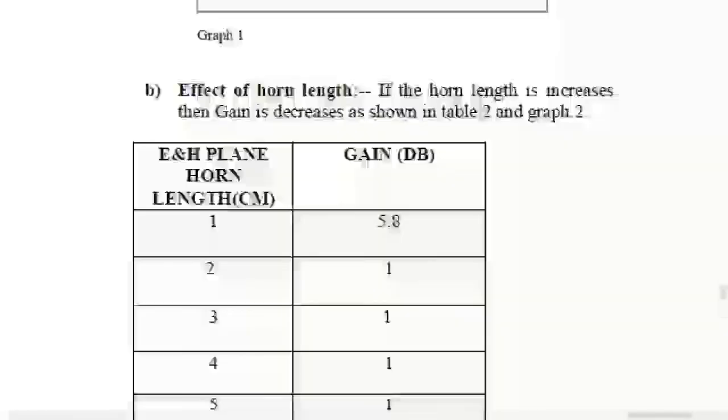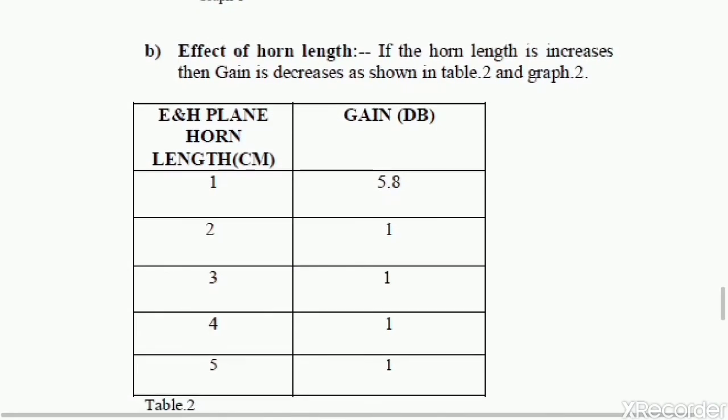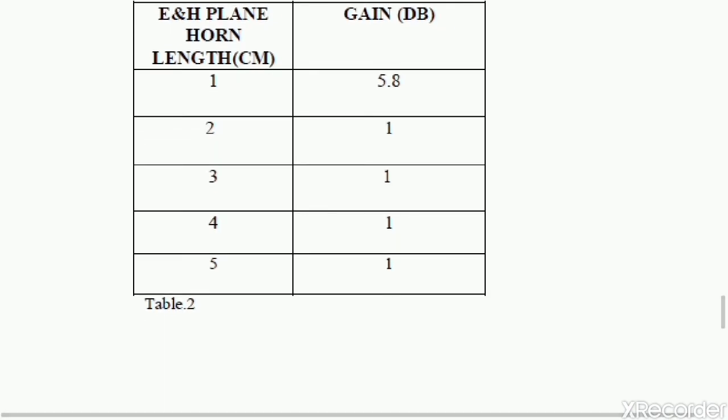This is another table, on the effect of horn length. If the horn length increases, then the gain decreases. E and H plane horn lengths are given in centimeters, and the second column is the gain in decibels. For 1 centimeter of horn length the gain is 5.8, but as we increase the length there is a decrease in gain. For 5 centimeter the gain will be 1, and for 1 centimeter the gain will be 5.8. We can see it from this graph.